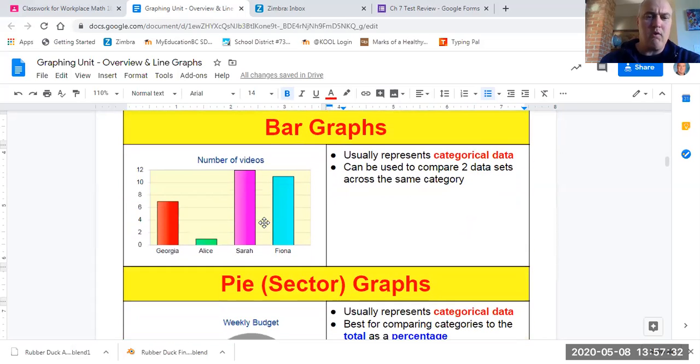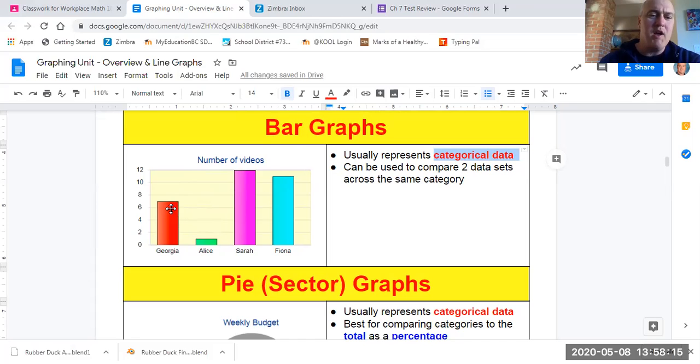Likewise, we have bar graphs, and these bar graphs compare things, but oftentimes what they're comparing is what we call categorical data. What I mean by that is that in this case, we have grouped our information into 4 different categories. The categories being 4 different people: George, Alice, Sarah, and Fiona, and we're trying to figure out how many videos each of these people own. So yes, there are numbers attached to this, but there are still groups or categories that we're comparing. We can use a bar graph, but you may have also seen, and I don't have an example here, multiple bar graphs for the same person.